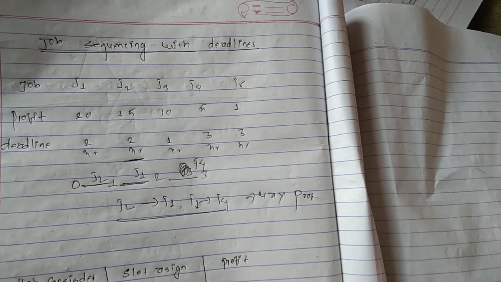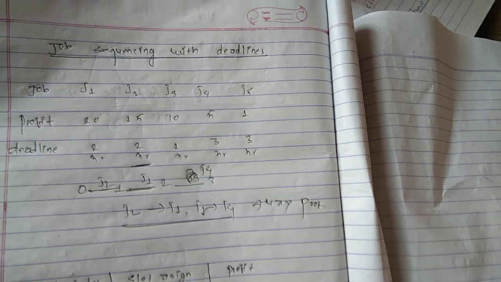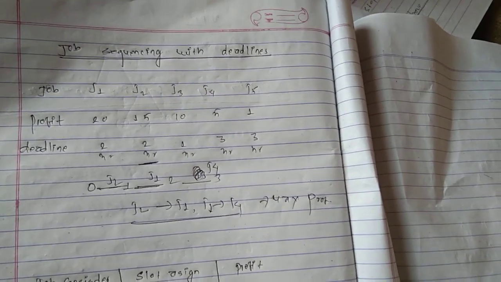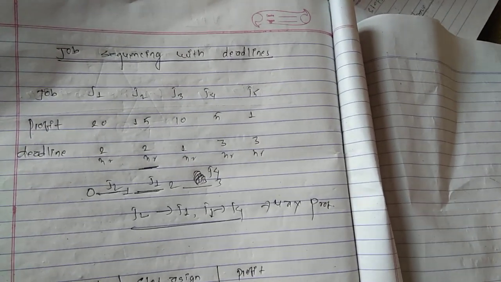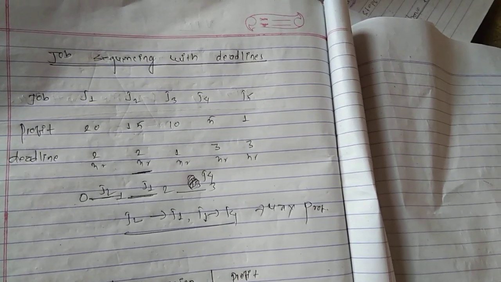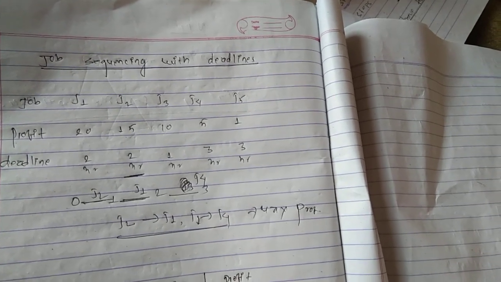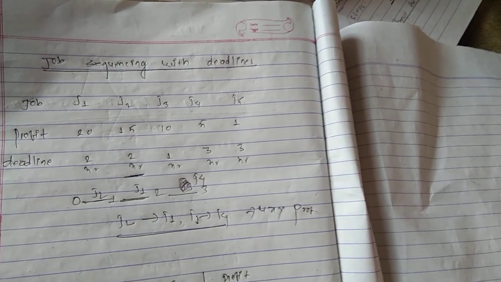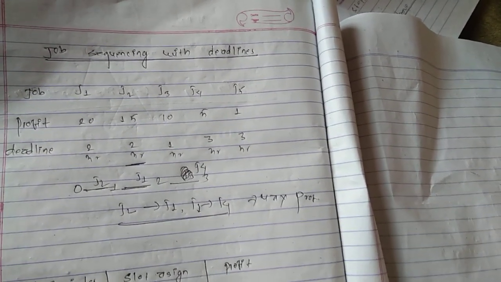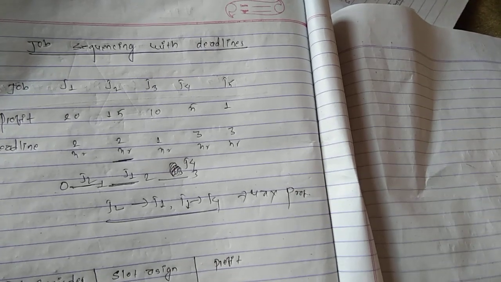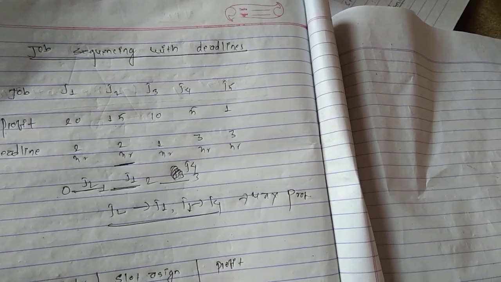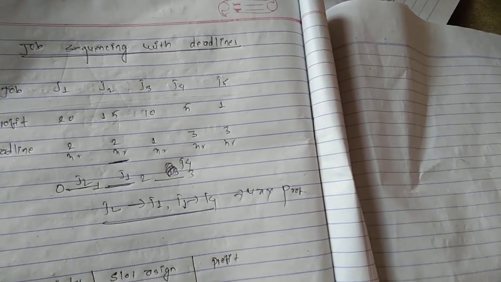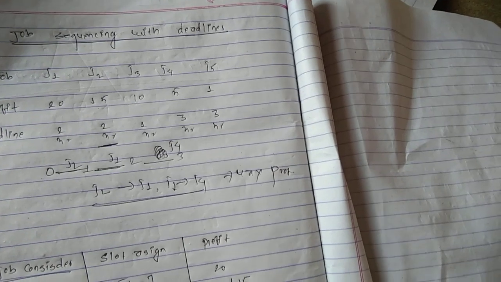So J1, J2, the profit is 20 plus 15 as it is, and here is J4, where the slots are 0 1, 1 2 as they are, and we are using 2 to 3 as well. The profit is 20 plus 15 plus 5, and we are not considering J5. So we are using the slots 0 to 1, 1 to 2 and 2 to 3, and we are getting the maximum profit, that is 40.